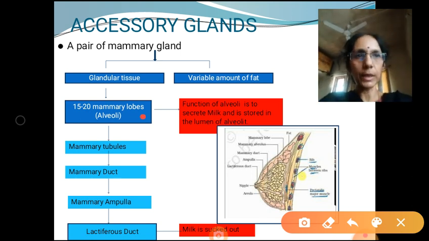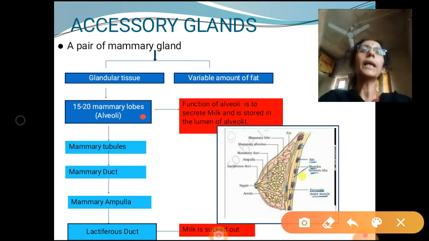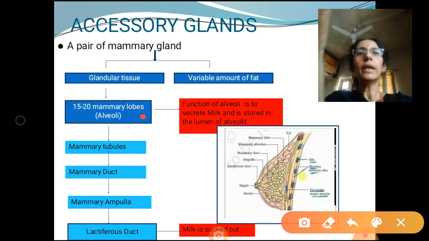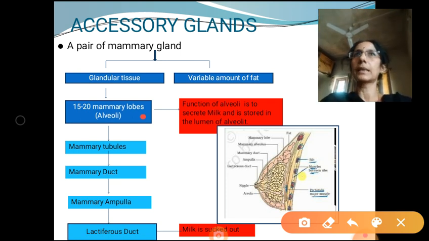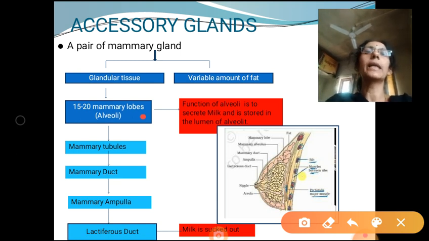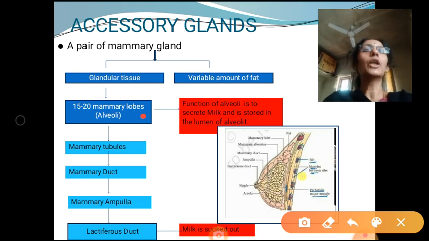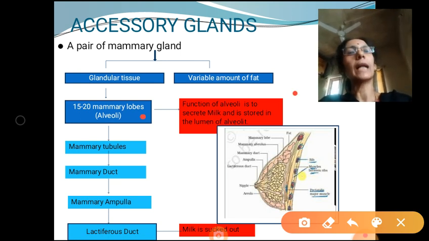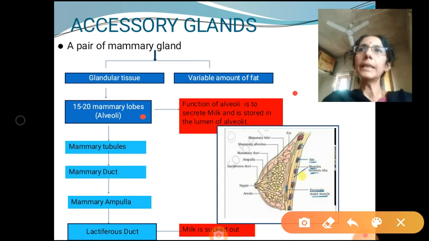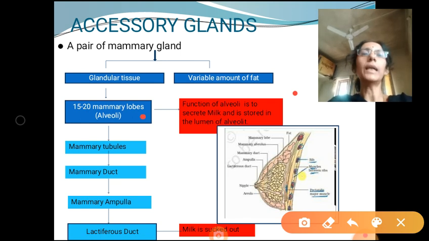These lobes have a special type of tissue called alveoli. This alveoli is very familiar to you. You have studied it in the respiratory system. The lungs consist of alveoli, the air sacs we call alveoli. Likewise, here the mammary lobes consist of alveoli. Now what is the function of this alveoli? It secretes milk and it is stored in the lumen of the alveoli.